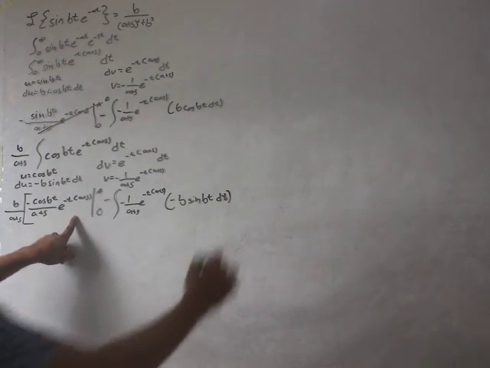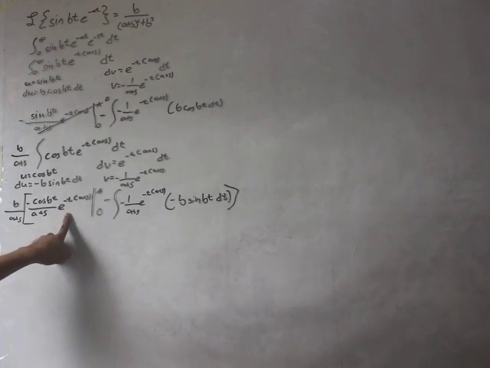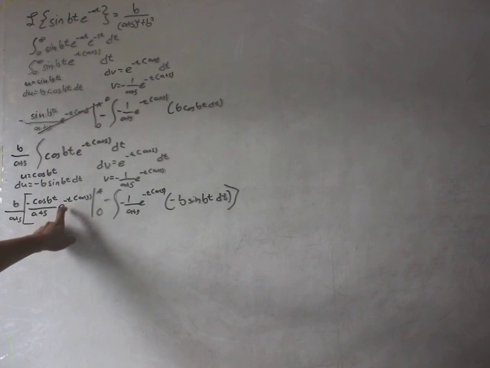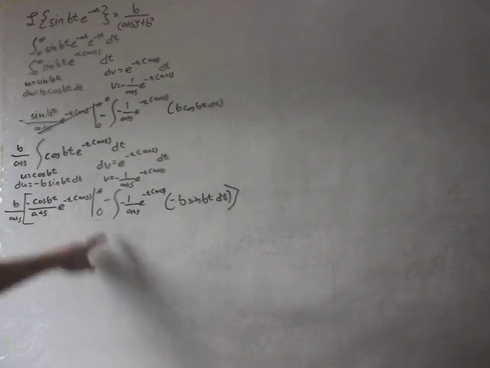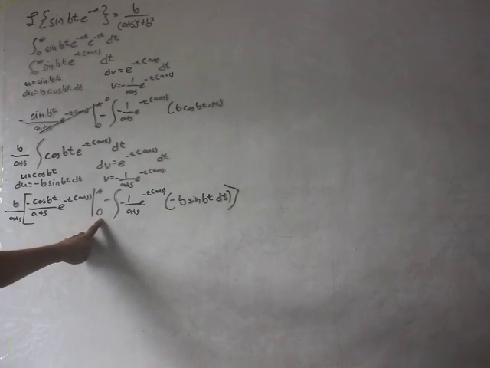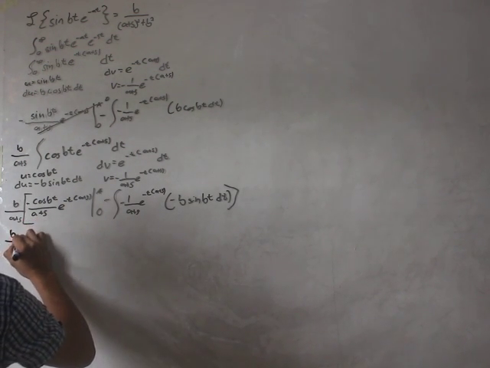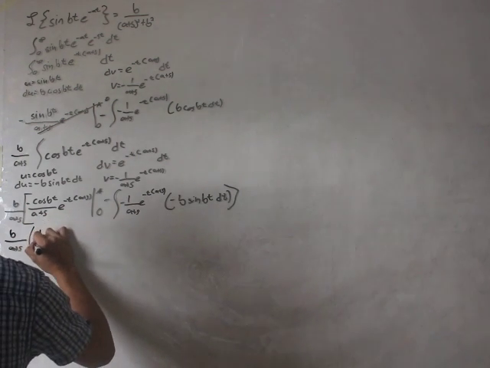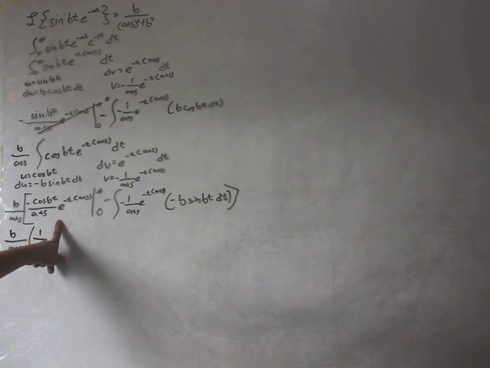And again, by mentally solving this, when we substitute the very large number, e raised to it gives 0, but cosine 0 is 1. So what's left is b over (a plus s) times 1 over (a plus s). That's what's left of this equation.